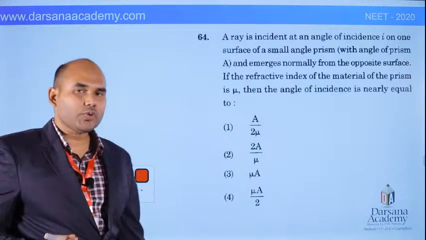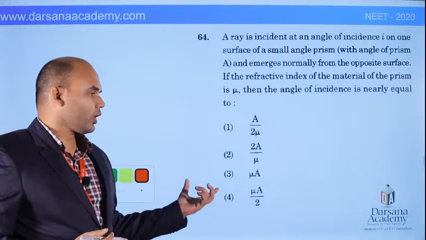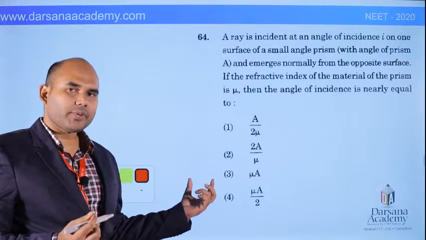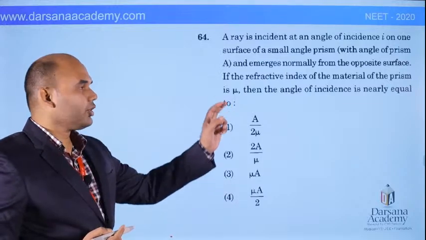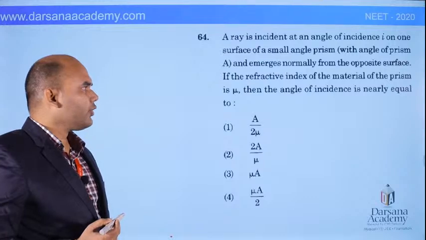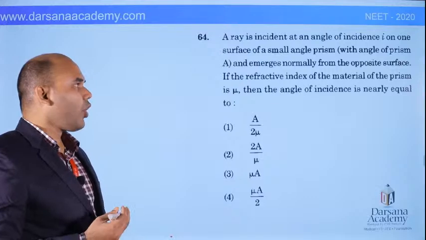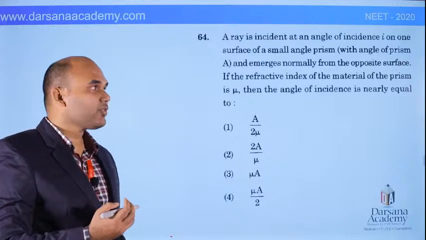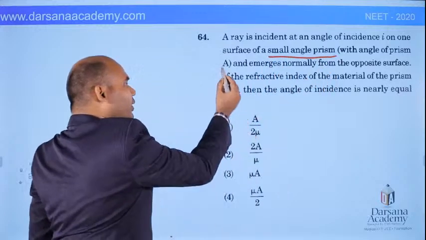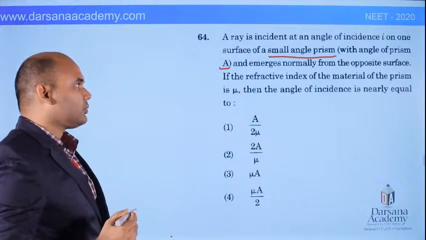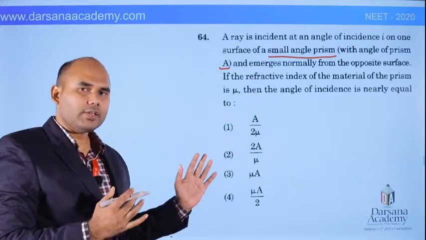Okay, this is the question from ray optics, geometrical optics. It is a little technical problem. Here some assumption is required. The question is, you can see a ray is incident at an angle of incidence I on a surface of a small angle prism. A small angle prism is a very important line. With angle of prism given as A, and it emerges normally, meaning it will come out from the second surface.